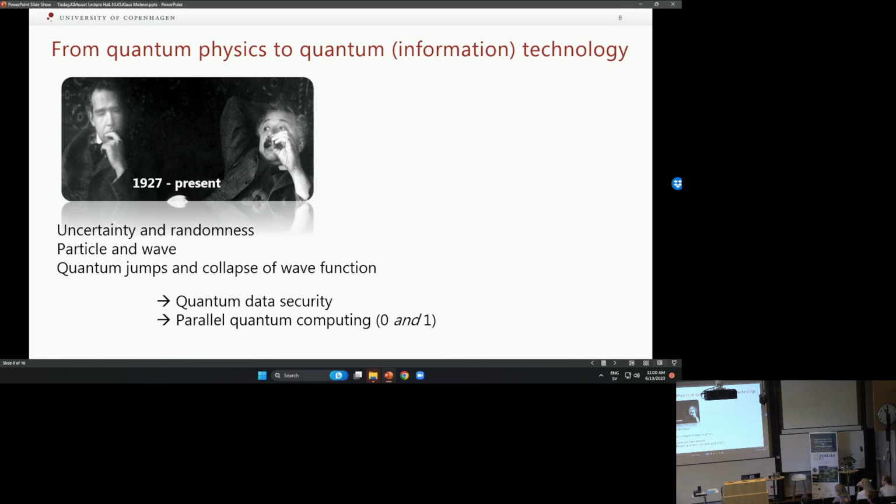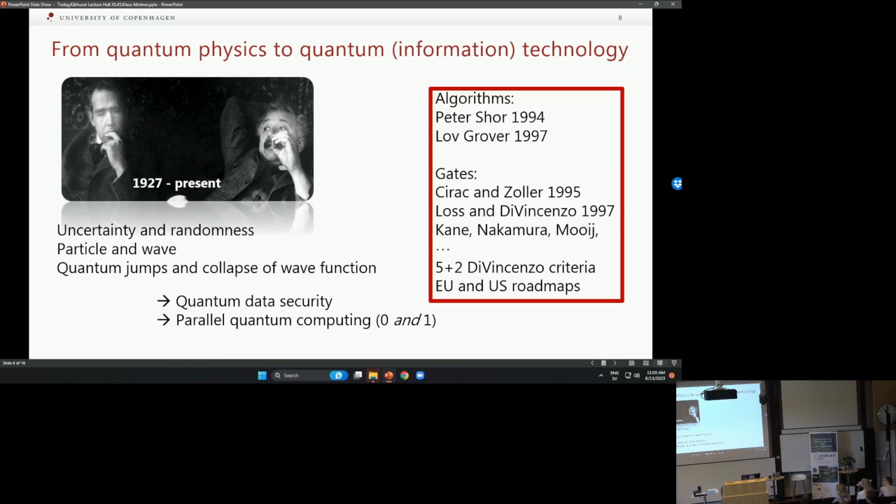But what happened was that we gradually learned that some of these issues are related to or point to ways to obtain new quantum data security in what's called quantum cryptography, and also into parallel quantum computing, where your bits are no longer 0 or 1, as in the classical world, but you can have a superposition of two quantum states that are mimicking 0 and 1 at the same time. I'll say a few more words about that.